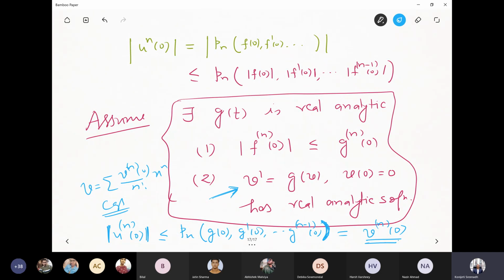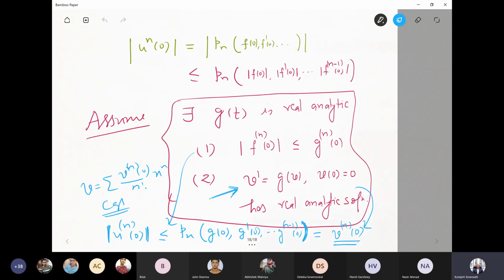How are we proving this? Once we have this G, I will use the property of the polynomial, that the polynomial has positive coefficients. And the first comparison gives me that this is less than or equal to this. By the second assumption, we get this. Therefore, Un0 is less than or equal to Vn0, and V is a real analytic function. Therefore, the series of V converges. Therefore, the series of U also converges absolutely. Right. So let us see the proof of the existence of G.